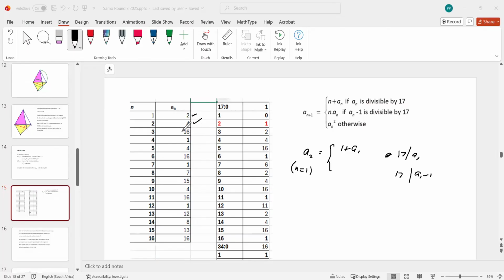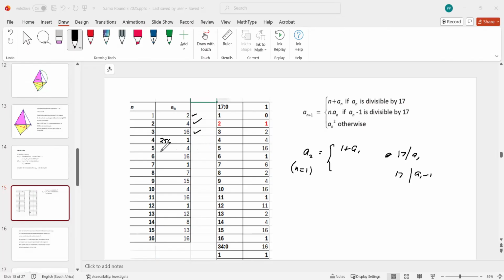Now, let's look at the next one. Now, you've got your n equals 2, and this is your a_2. Now we look at a_2, which is 4. Is it divisible by 17? No. Is 3 divisible by 17? No. So the third rule kicks in. So the next one will be 4 squared, so a_n squared. Right, now again, you ask the same question. Is this divisible by 17? No. Is 16 minus 1 divisible by 17? No. So the third rule kicks in. So this becomes 256, 16 squared.